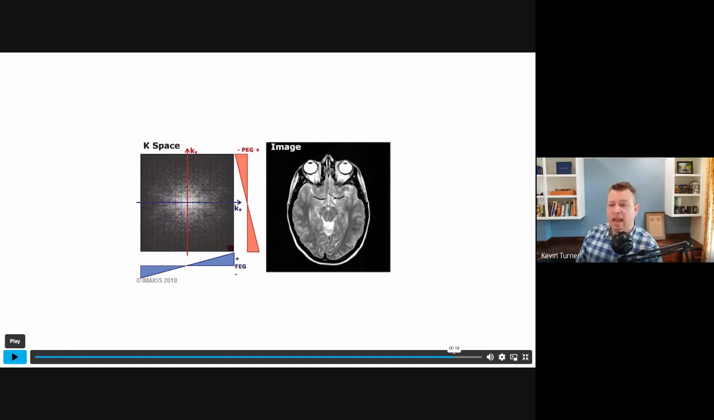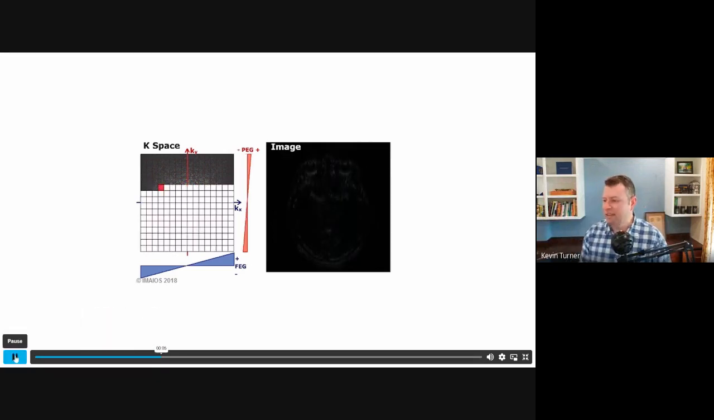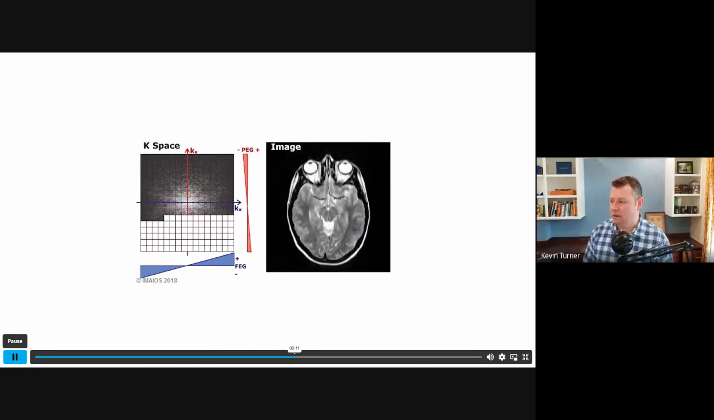So as we collect echoes for our image, those that are collected at the top and bottom half of K-space, the outside of K-space, make up the resolution of the image. But those echoes in the center of K-space give us our contrast, the different shades of gray, so we can actually see what's going on there.